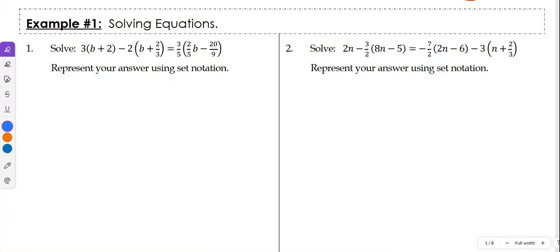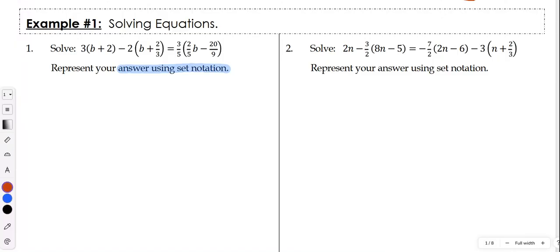What we are going to add is representing our answer using set notation. So once in a while, they will ask you for a specific notation. If they do, make sure you write your answer as such. But we'll worry about that after.